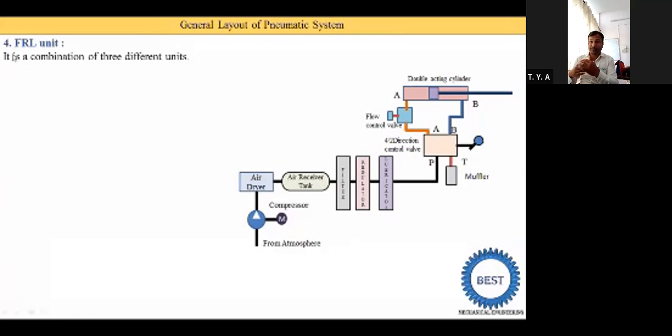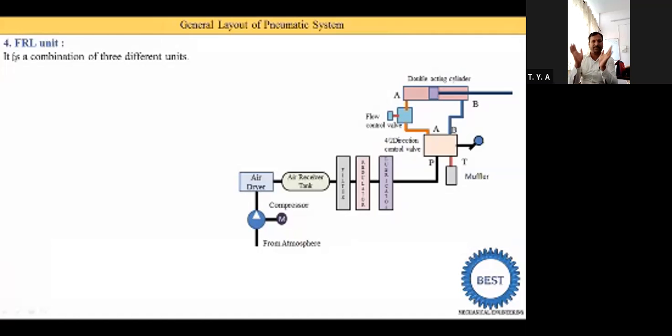Again, whatever direction control, pressure control, or flow controls we have learned in the hydraulic unit, the same types are also available for the pneumatic system. The major difference is that a pump is used in the hydraulic system, and here a pump is not used in pneumatic. Here a compressor is used to compress the air, and the FRL unit is especially used in pneumatic.